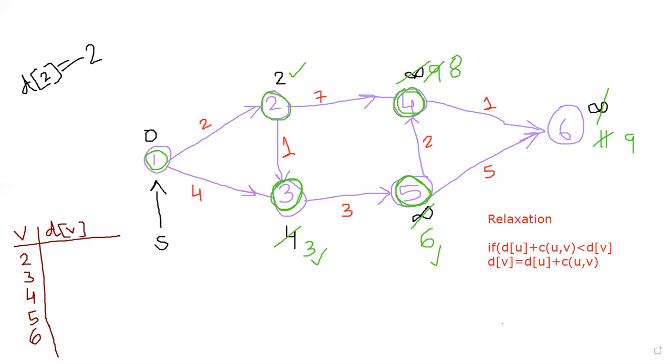Okay. So what was the D of V? D of 2 is 2. So you will write 2 here. Clear? You will write 2 here. What is D of V? D of 3? D of 3 is 3. D of 4 is 8. Okay. D of 5 is 6. Okay. D of 6 is 9. Clear? So these are the distances from vertex 1.